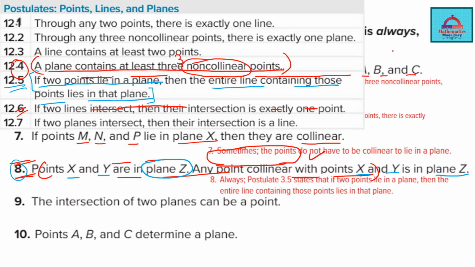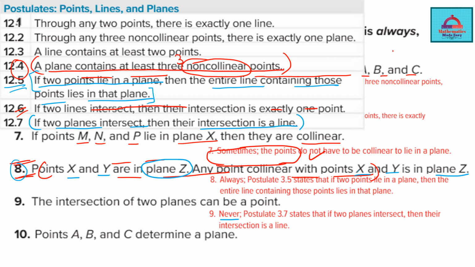Next is question 9. The intersection of two planes can be a point. This is not going to be true, never, because the postulate that we are using here is that if two planes intersect, then their intersection is a line. But here it is given that the intersection of two planes can be a point. It cannot be a point, it always has to be a line. So this is never going to be true because of this postulate.